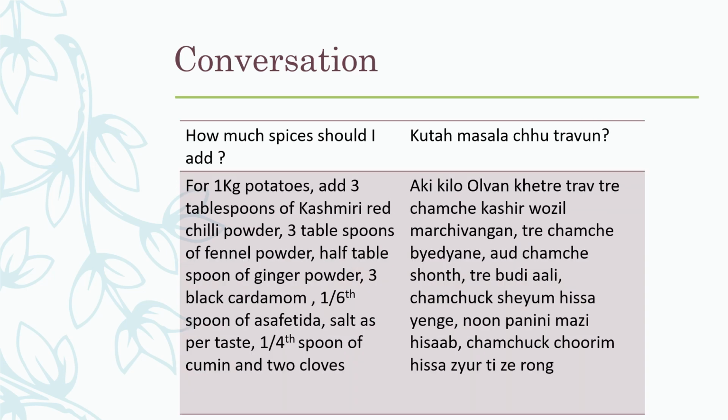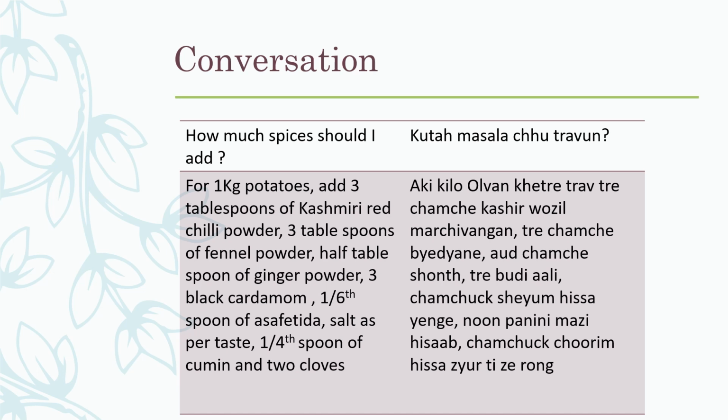How much spices should I add? Kuta masala chutravun. Kuta means how much. Travun means to put. For 1 kg potatoes, add 3 tablespoons of Kashmiri red chili powder, 3 tablespoons of fennel powder, half tablespoon of ginger powder, 3 black cardamom, 1/6 spoon of asafoetida, salt as per taste, 1/4 spoon of cumin, and 2 cloves.